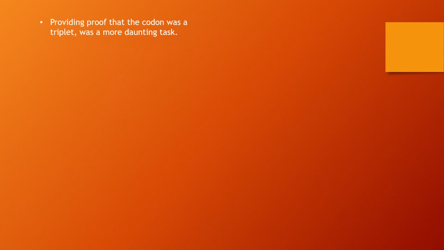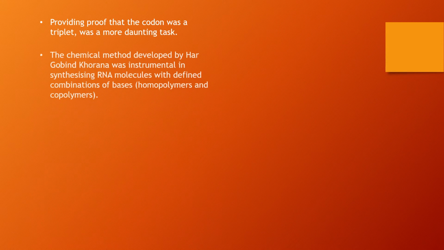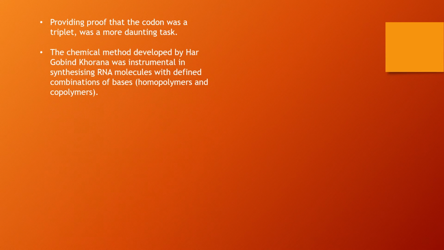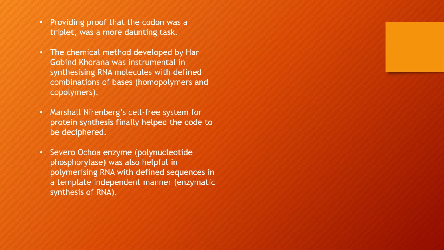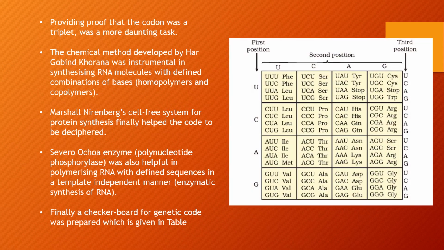Providing proof that codon was a triplet was a more daunting task. The chemical method developed by Hargobind Khurana was instrumental in synthesizing RNA molecules with defined combinations of bases. Marshall Nirenberg's cell-free system for protein synthesis finally helped the code to be deciphered. Severo Ochoa enzyme was helpful in polymerizing RNA with defined sequences in a template-dependent manner. Finally, a checkerboard for genetic code was prepared, which is given here in the table.